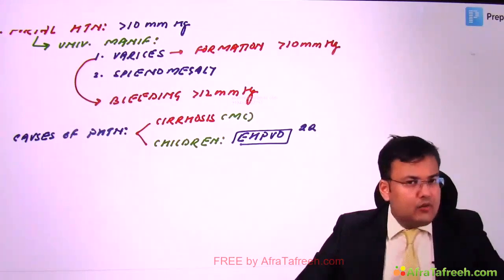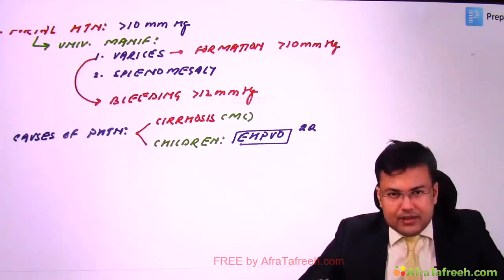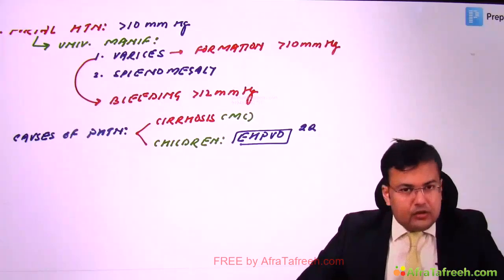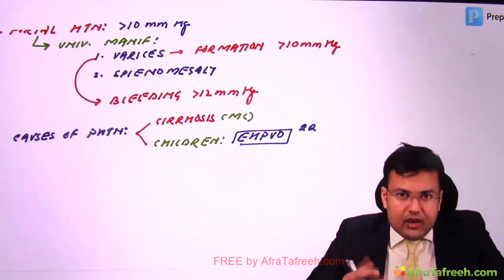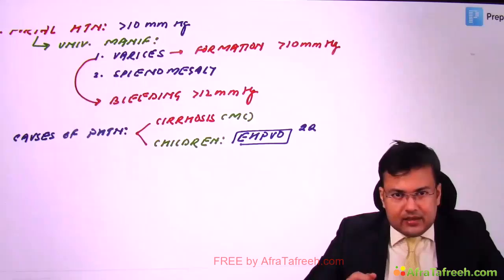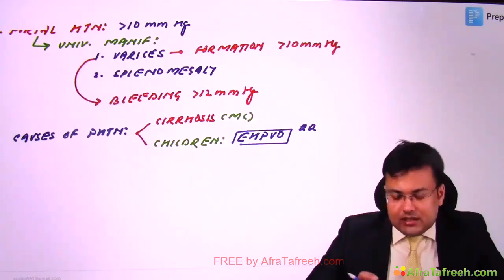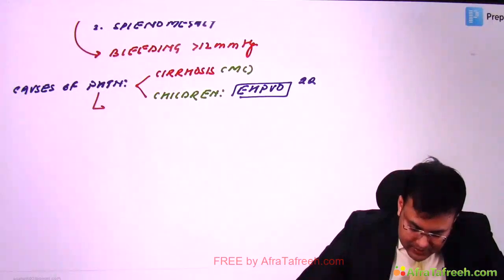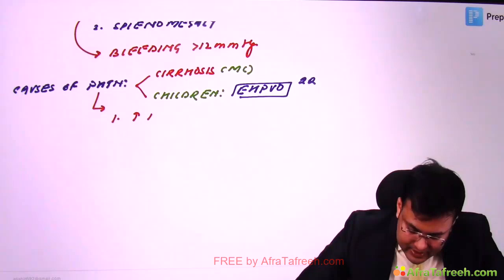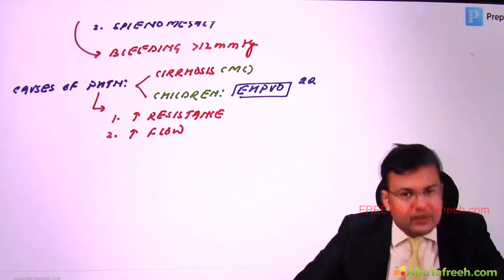Clear? Now what is the cause of hypertension? Means increased pressure. So see, there are two causes. Either there is increased flow in the vessel or there is increased resistance. Okay, so if you are talking about cirrhosis, in portal hypertension there is increased resistance. So it can be because of increased resistance or it can be because of increased flow in the vessel.